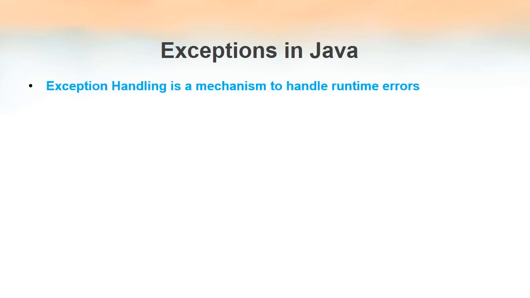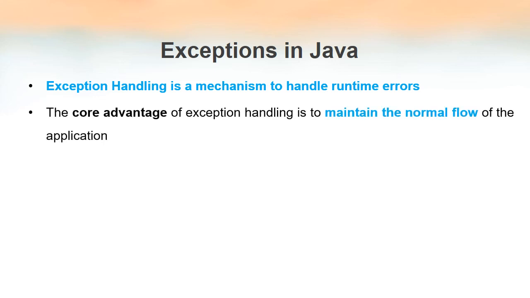The good news is Java provides us with a mechanism to handle all these runtime errors, and that mechanism is known as the exception handling mechanism. What's the advantage of this mechanism? The main advantage is that it is possible to maintain the normal flow of the program even if some error occurs. So consider an example.